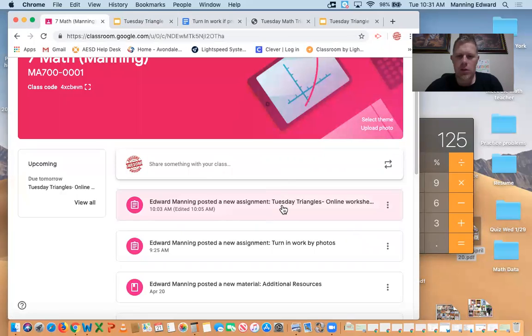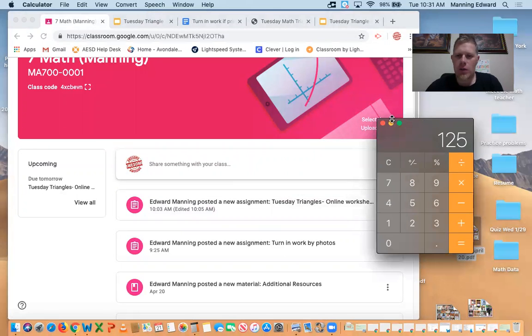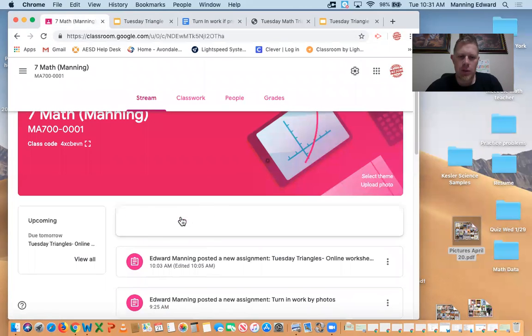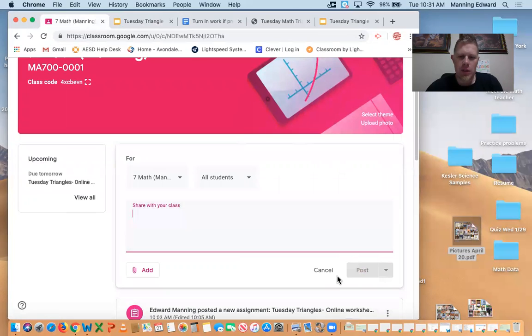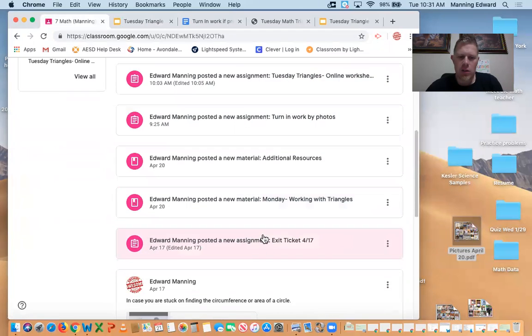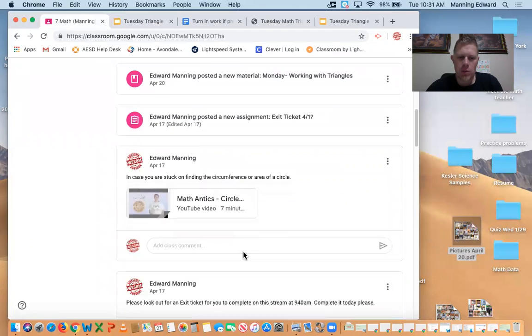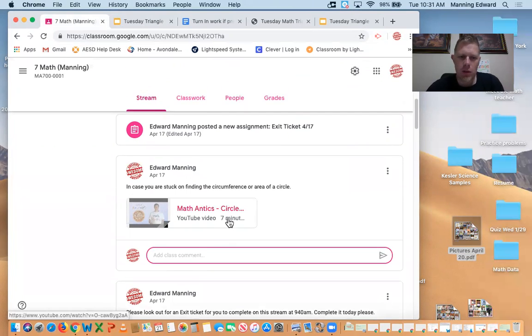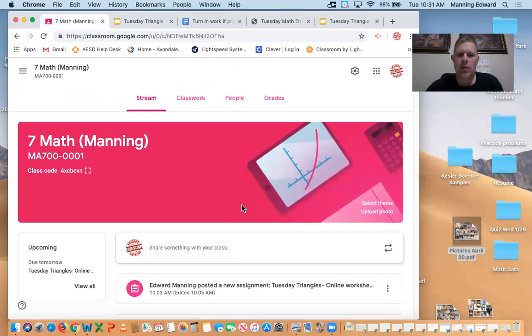Turning work in by photos. All right. So if you guys have any questions, you can, of course, type in. I'm going to put the video up here. I'll be sharing it after I post that, just like the previous one. You can, of course, type in a class comment if you have questions, and that'll be my way of being able to see, okay, what can I do to help you with?